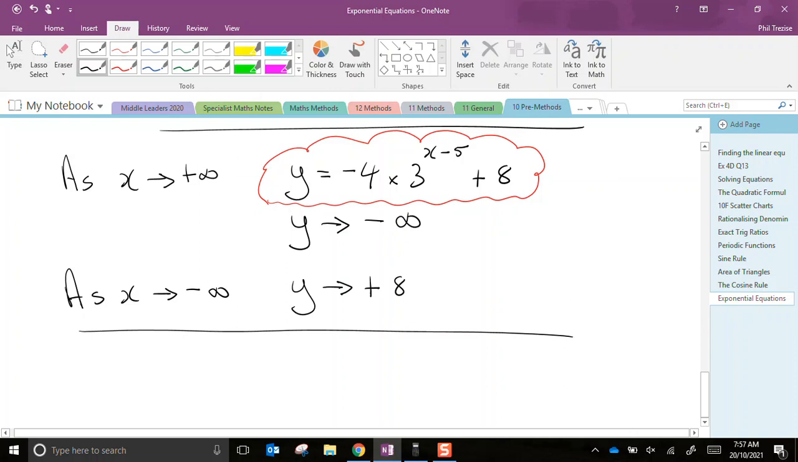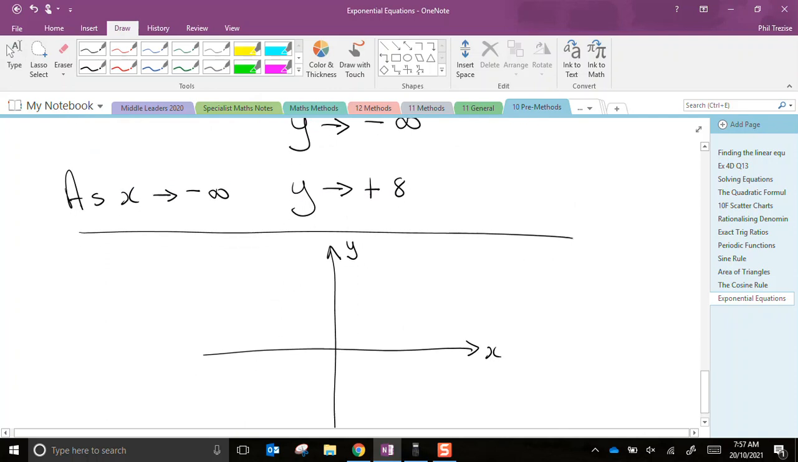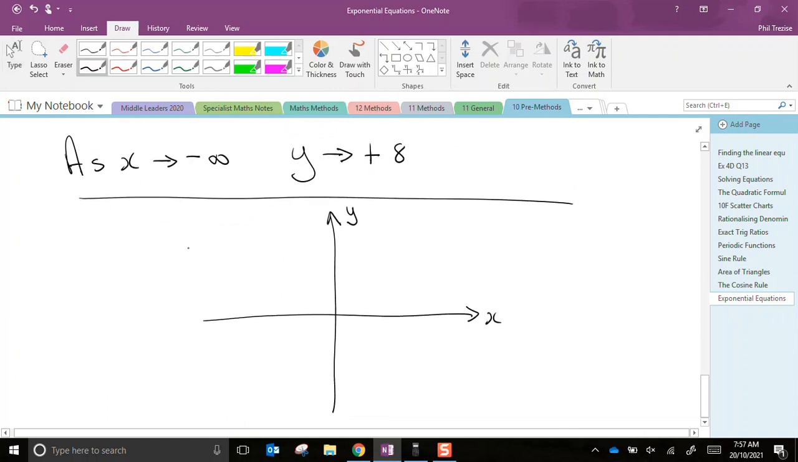Well, time to sketch the graph then. So I will have my x and my y axis, of course. Don't forget to put a label on the positive end of each axis. Now, we thought that the asymptote was when y equals positive 8, so I'll put a nice little dotted line across here and label this y equals positive 8. Remember, a horizontal line is of the form y equals a constant.